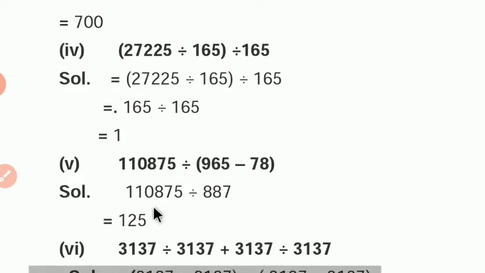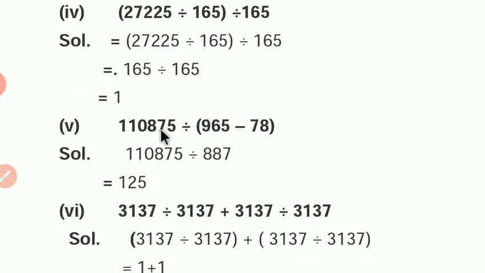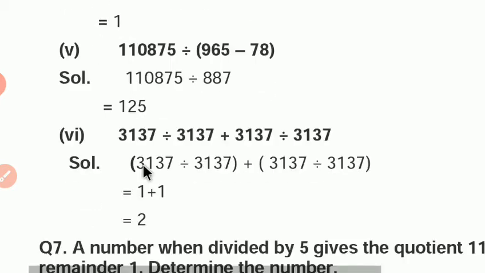Fifth one, 1,10,875 divided by (965 minus 78). Now also according to the BODMAS rule, first we will solve the bracket. First we will subtract the numbers, 965 minus 78, and we'll get 887. Now we'll divide 1,10,875 by 887, and we'll get the answer as 125.